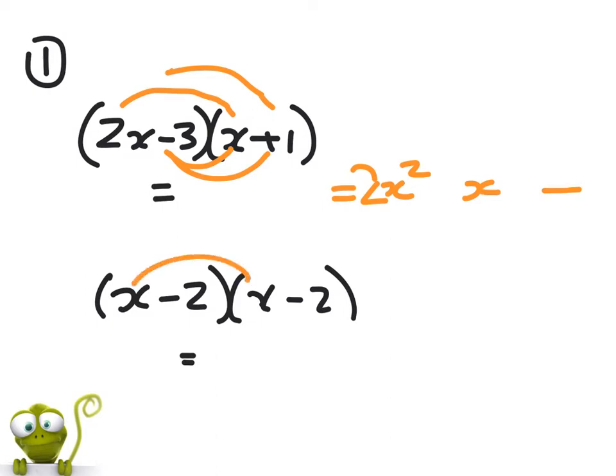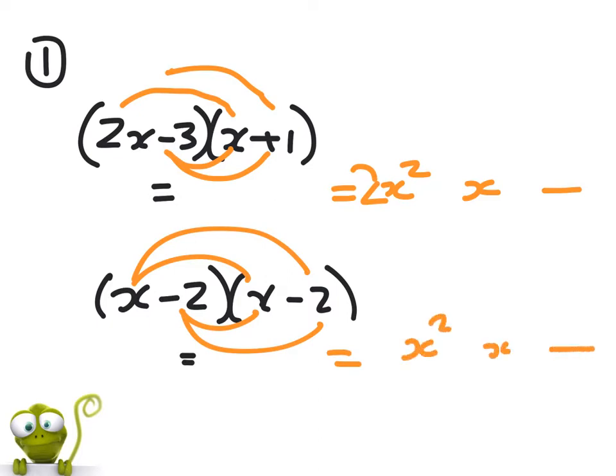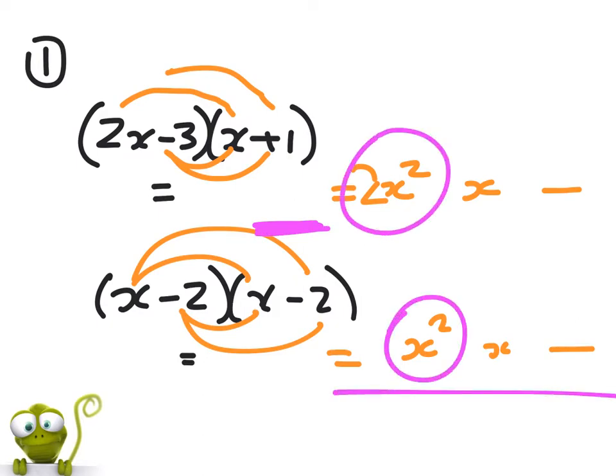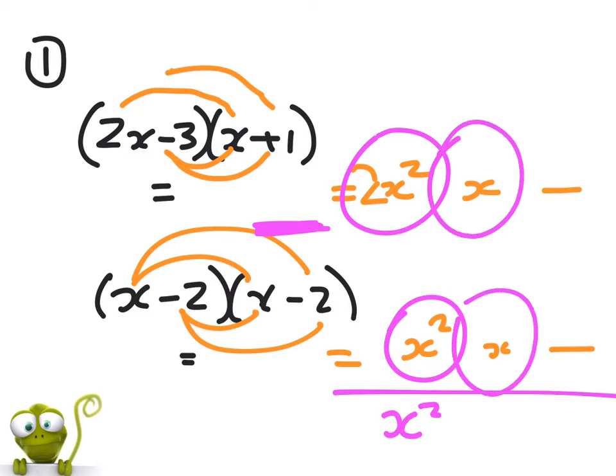Similarly, x times x, x times negative 2, negative 2 times x, negative 2 times negative 2, that's going to get us another expression with x squares, x's and numbers. And the question says we have to do a great big takeaway sum. So we do 2x squared, take away x squared, however many x's we've got here, take away how many x's there, and then whatever number here, take away the number here, gives us another number there.